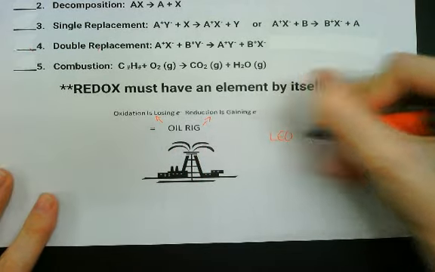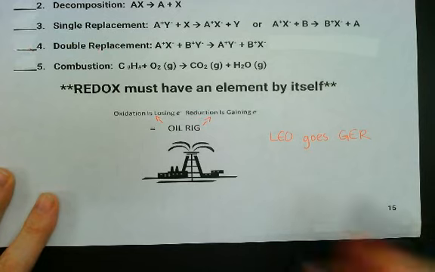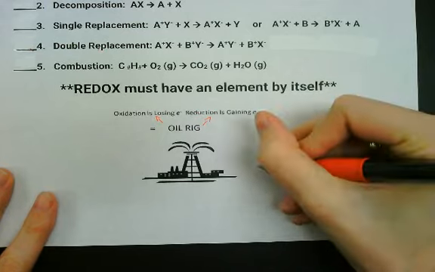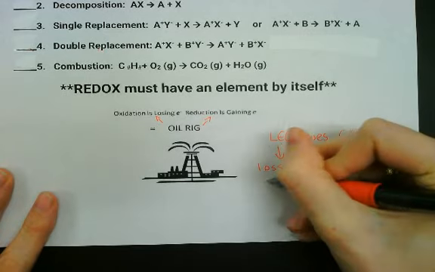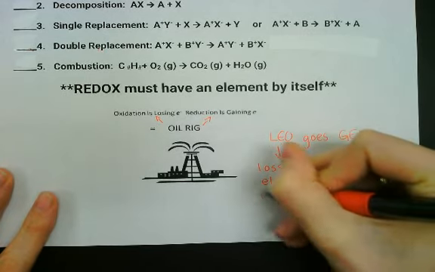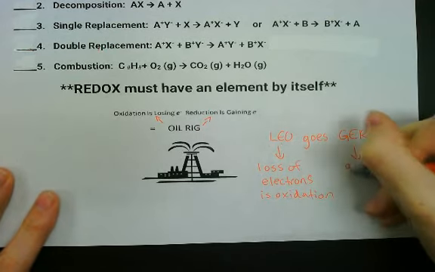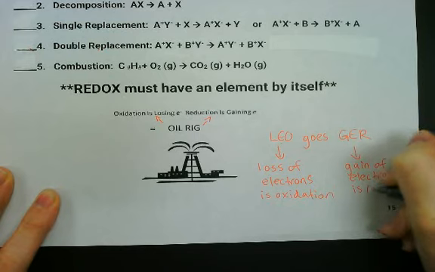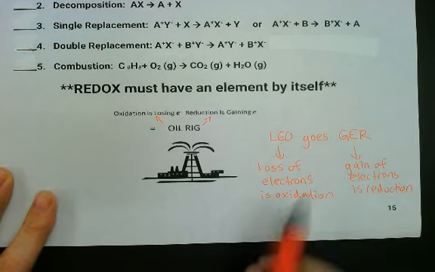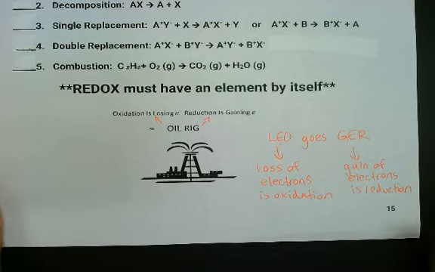You can also use the phrase LEO goes GER. Sometimes you will hear it said LEO the lion goes GER. LEO goes GER is just another way to remember the difference between oxidation and reduction. LEO, you're going to write a loss of electrons is oxidation. And GER over here, a gain of electrons is reduction. So I don't care, you can use LEO goes GER, you can use OIL RIG, whichever way helps you best remember the difference between oxidation and reduction.